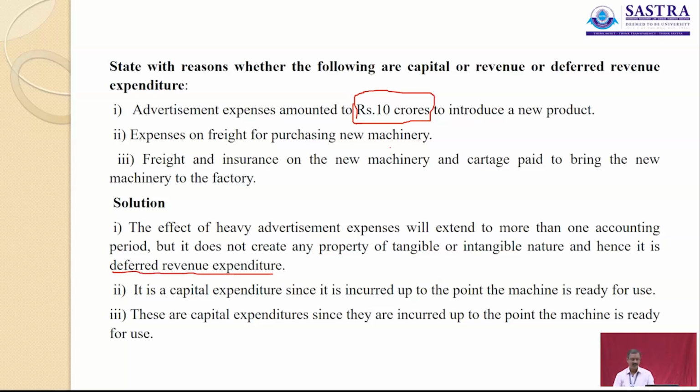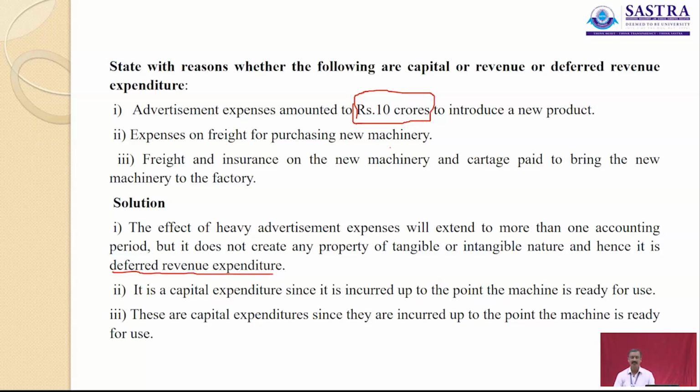Shall we state the reason now? Yes. The effect of heavy advertisement expense will extend to more than one accounting period, but it does not create any property of tangible or intangible nature, and hence it is deferred revenue expenditure only. This is the answer. Second, the expenses on freight for purchasing a new machinery.